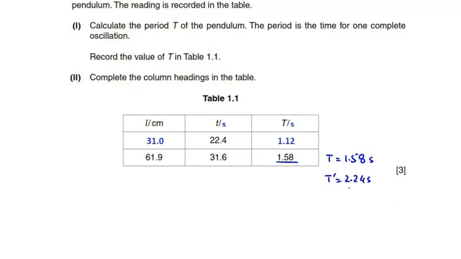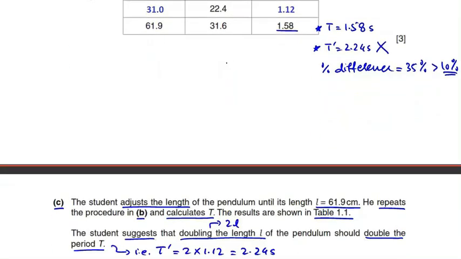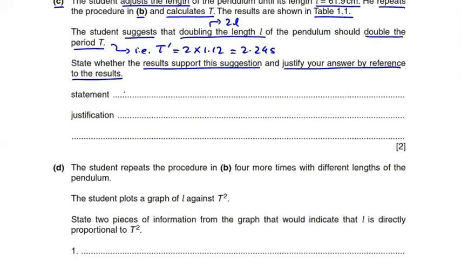Now students, to determine whether or not the results support the suggestion made by the student, we need to calculate what? Percentage difference between the two values of period, the actual value and the suggested value. The percentage difference between these values is calculated as 35%, which is greater than 10%, which means that the results do not support the suggestion of the student. So the answer to part C is no.